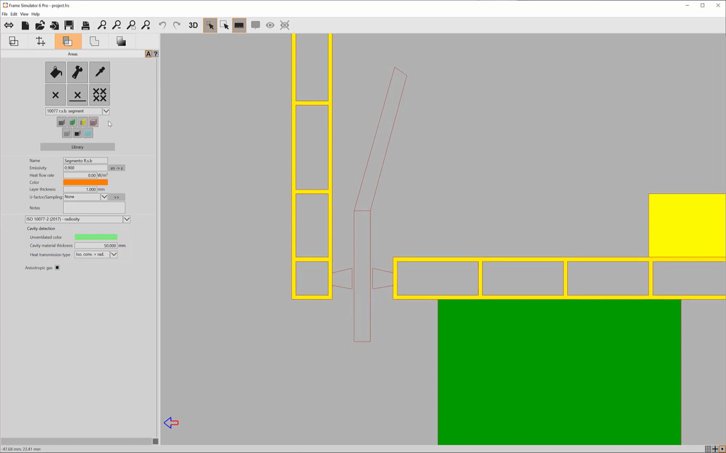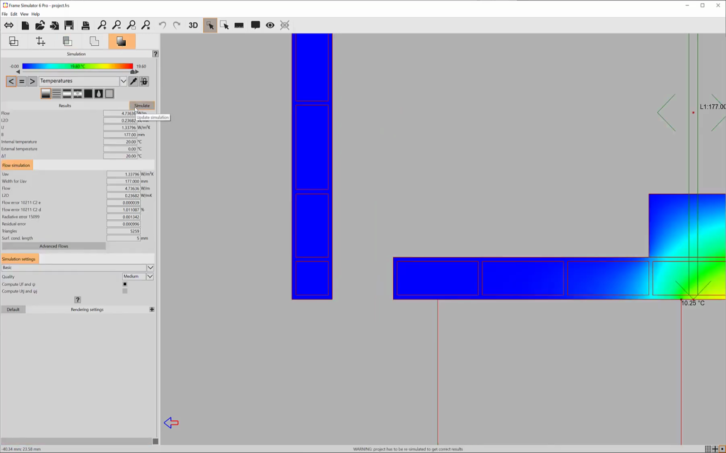ISO 10077 Part 2: openings up to 35 mm give the cavity an increased surface resistance. Assign a 10077 RSB segment material to the opening surface, so the cavity is identified.